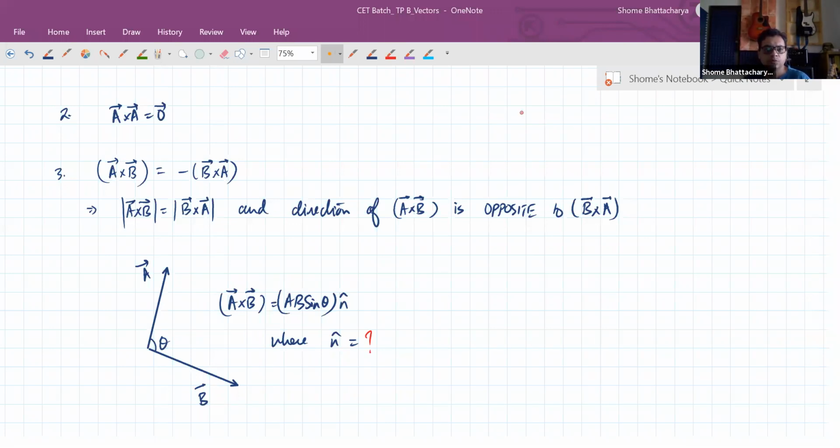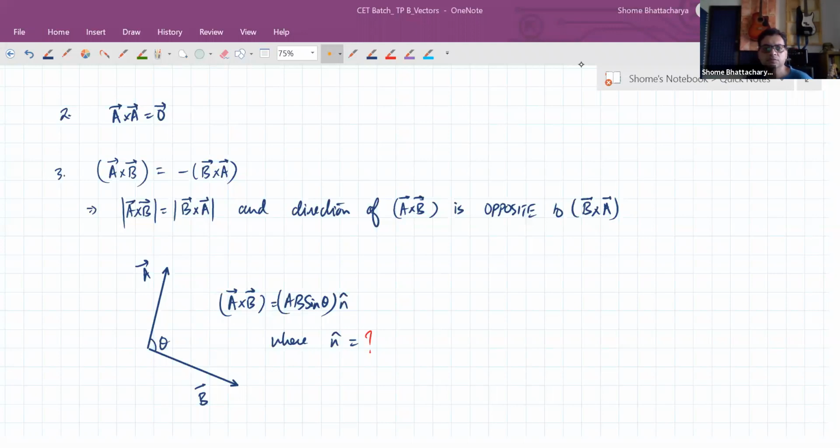So what you have to do is place your right hand thumb along A and your right hand fingers along B. So when you place your palm like this on the screen, as if your thumb is pointing along A and your fingers are pointing towards B, you see that your palm is pointing in which direction? It's pointing away from you, going into the plane.